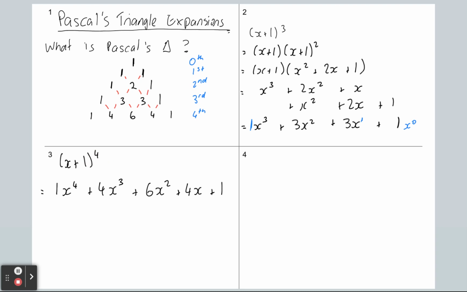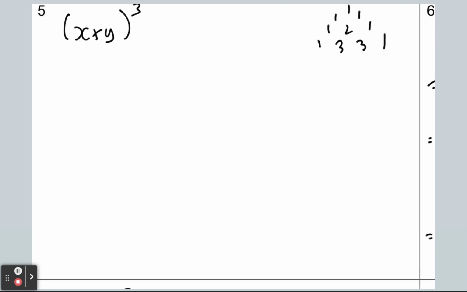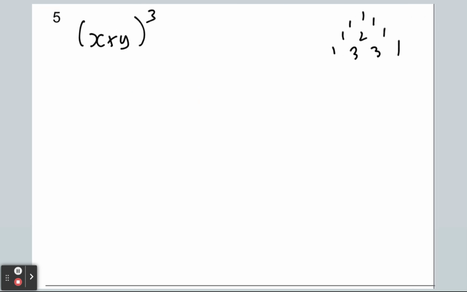Okay, awesome sauce. Let's make things a bit more complicated so we can figure some more stuff out. So this time we've got x plus y to the power of 3, and x plus y to the power of 3 is different from the other one because we've now got something other than 1 as our second term. So x is our first term, y is our second term. Here's the Pascal's triangle that's been generated to the third row because I've got a power of 3 here.